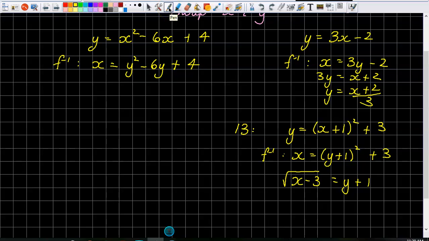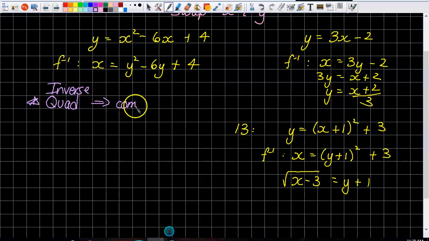Right. So this is something that I might put as a reminder on your notes. When you've got a quadratic, to find your inverse, so inverse of quad, make sure you complete the square first.